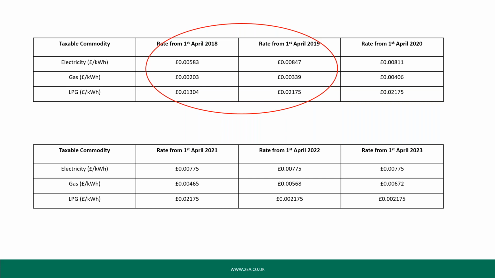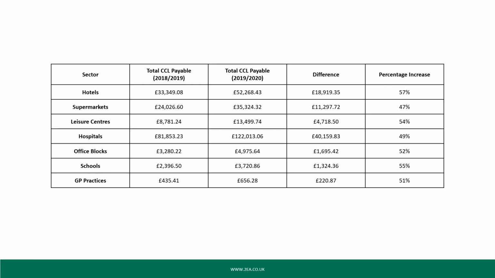Therefore, the government is raising the rates on gas to 0.00568 in 22-23 and to 0.00672 in 23-24, whilst freezing the rates on electricity. So you can see the effect of these rate increases. We have compiled actual energy data from 7 key sectors and the impact on the costs to business. By owning and operating a CHP, you are able to reduce these costs.